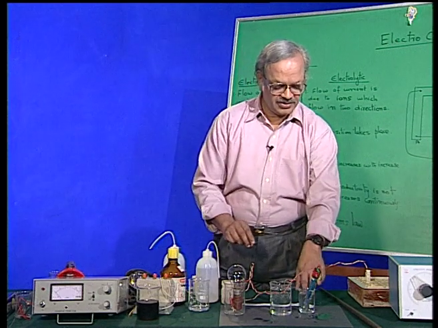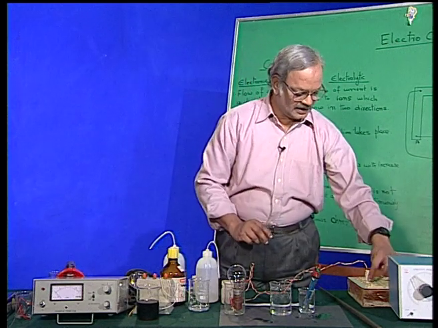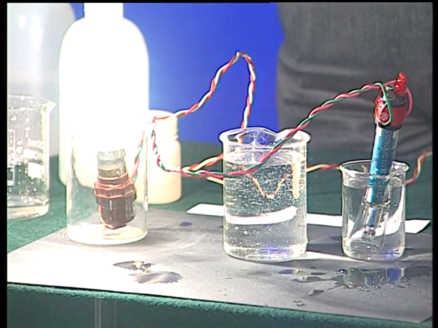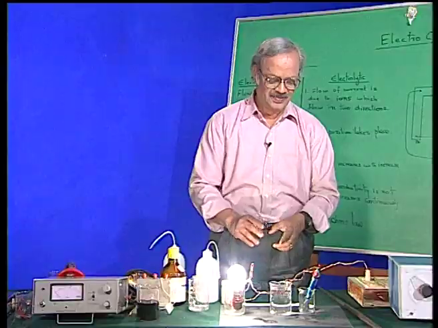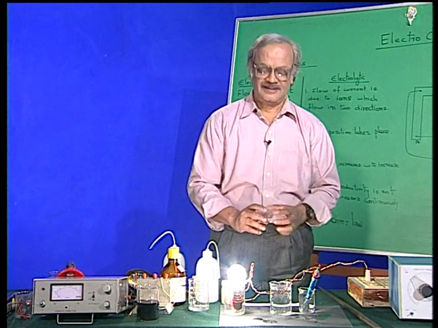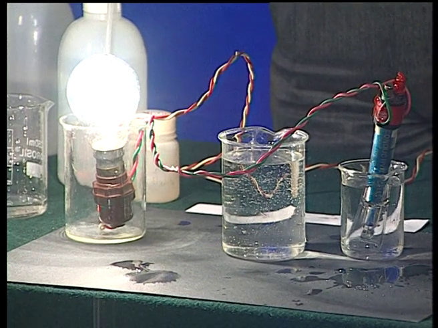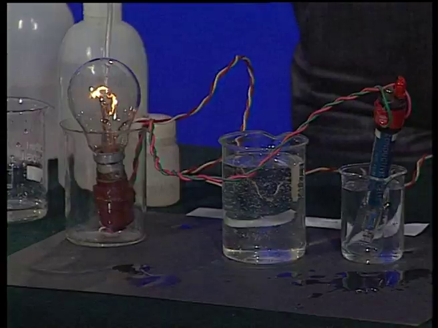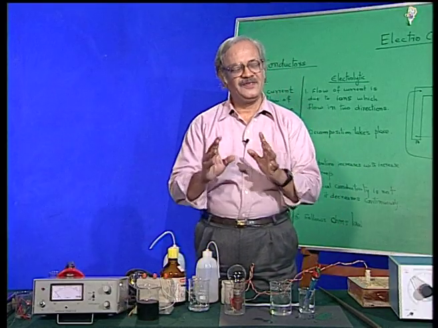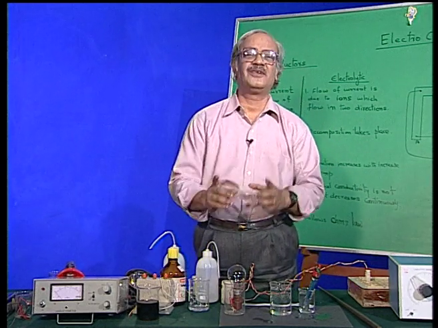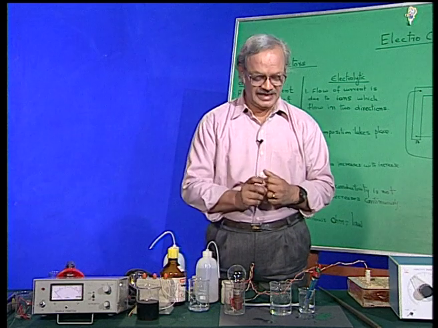I have taken hydrochloric acid in this, added some water, and see the beautiful glow. You see the difference between the previous one and now. Hydrochloric acid gives you a beautiful glow as if it is directly connected to the bulb. This is how we can differentiate between a strong acid and a weak acid, or a strong electrolyte in general and a weak electrolyte.